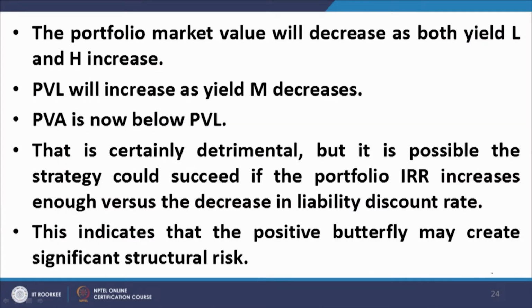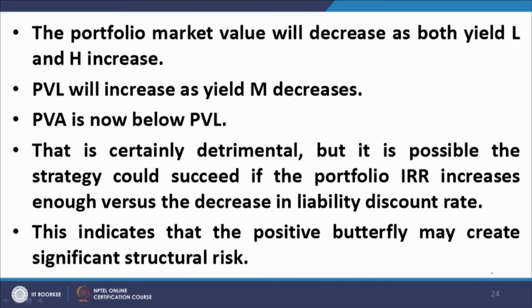But notwithstanding the fact that the prices of both of them will decline, and because the yield of M has decreased, the price of M will increase, and as a result, the present value of liabilities, subsequent to the positive butterfly twist, becomes significantly more than the present value of assets. So, that is what is given here.